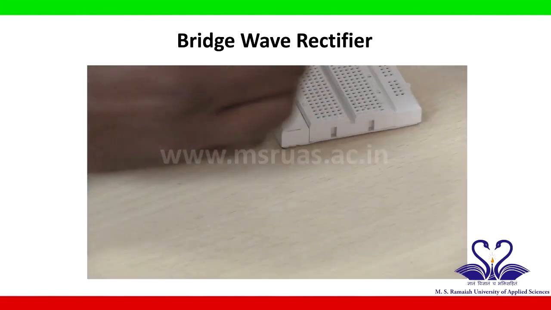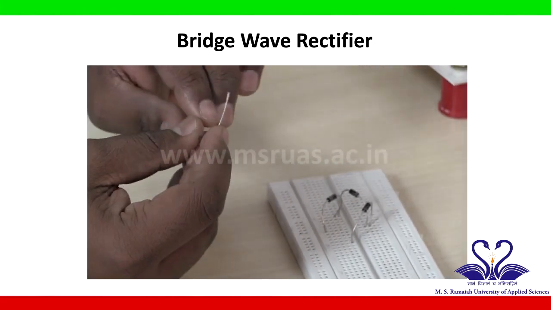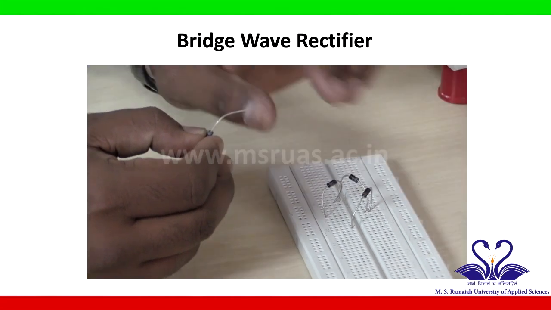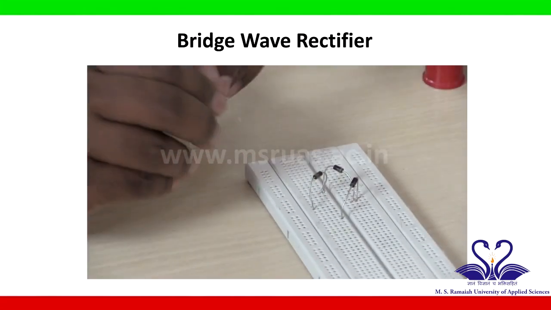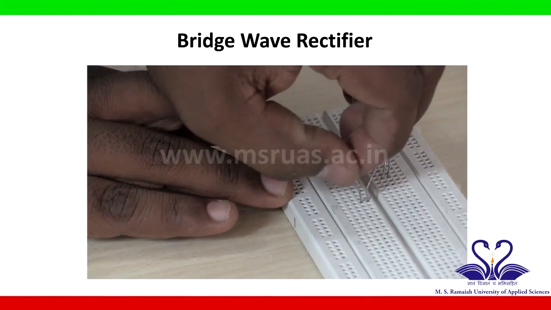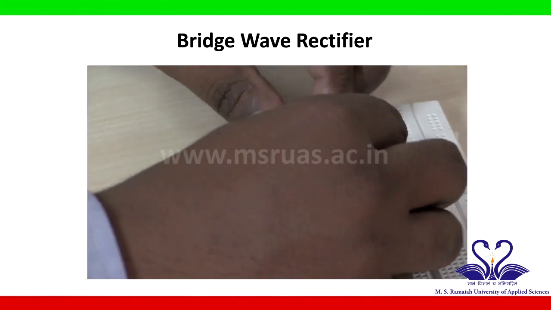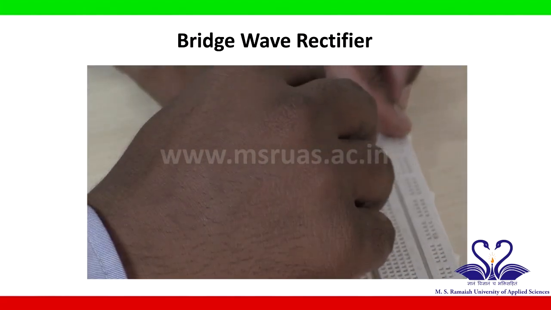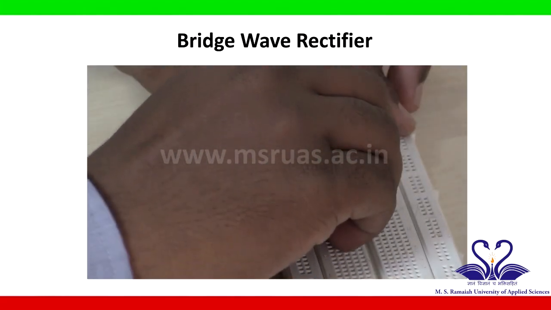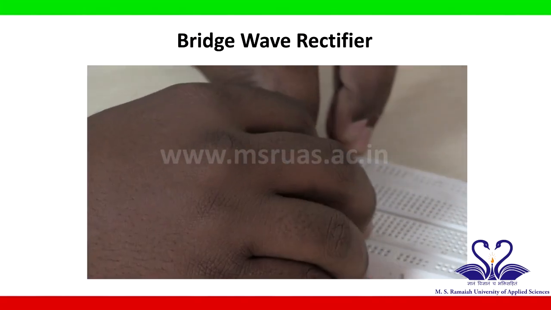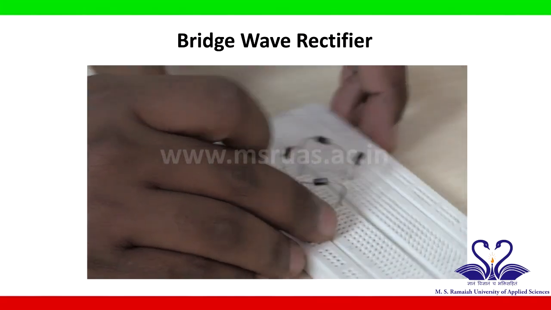Take one more diode, call this diode 4. The diode 4 N side is connected to the diode 2 N side. So, we will connect it on the breadboard. Now, the diode 4 P side is connected to the N side of diode 3. Connect. So, now we have connected the diodes in a bridge form.